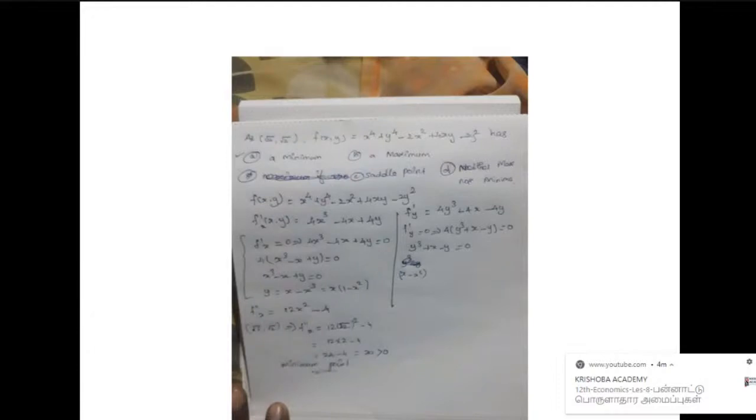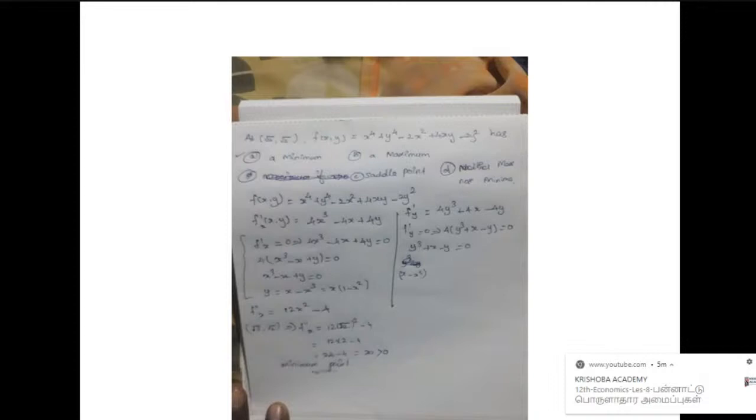Here, f of x comma y is equal to x power 4 plus y power 4 minus 2x square plus 4xy minus 2y square. The point is root 2 comma root 2. First, I find f dash of x. f dash of x is 4x cube minus 4x.